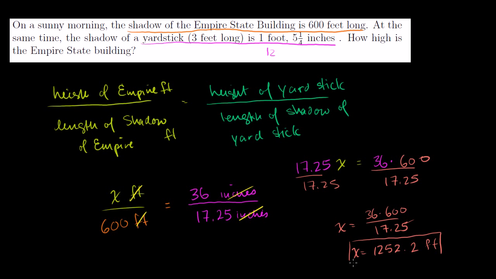But this was pretty neat because this is something you could actually do. You could measure the shadow of a skyscraper, and then measure the shadow of a yardstick. Doing that, you can figure out the height of a skyscraper, which is pretty neat because otherwise, if you didn't know how to do this math, you'd have to get into a helicopter and drop a huge, it would be a much harder thing to do. So hopefully you found that pretty interesting.